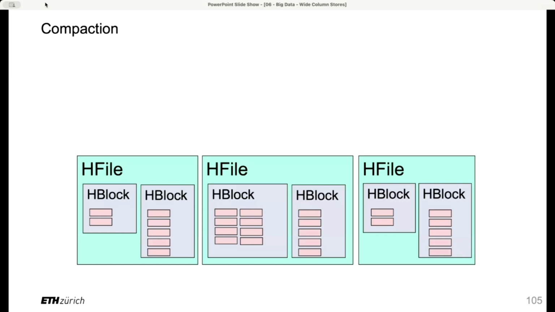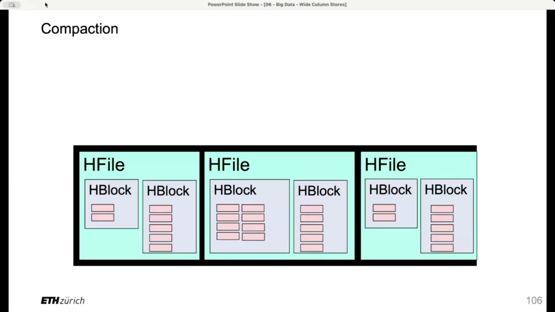Okay. But now we have a new problem, because if I keep using the system again and again for weeks, for months, for years, then as you can imagine, the number of HFiles is going to keep growing, and at some point it becomes unmanageable, right? There are too many HFiles to look at, and we have a problem. But we have a solution to that problem, and the solution is called compaction.